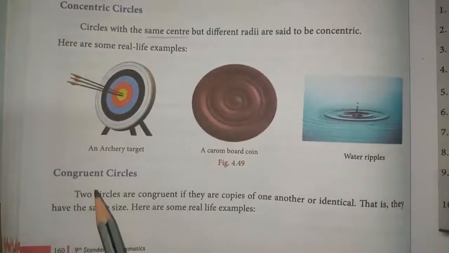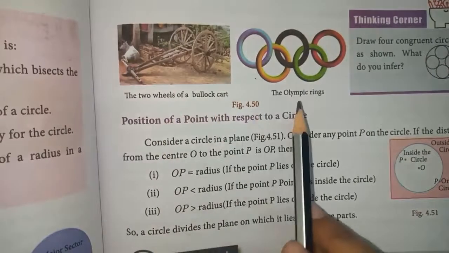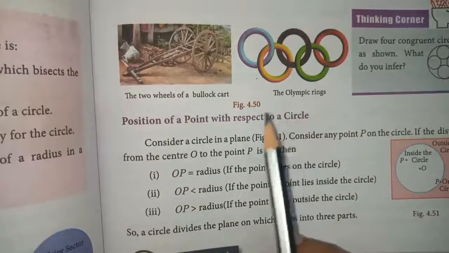Then next one is congruent circle. Two circles are congruent if they are copies of one another or identical. That is, they have the same size. Here also some real life examples for congruent circles. The two wheels of a bullock cart and the Olympic rings are the examples for congruent circles.